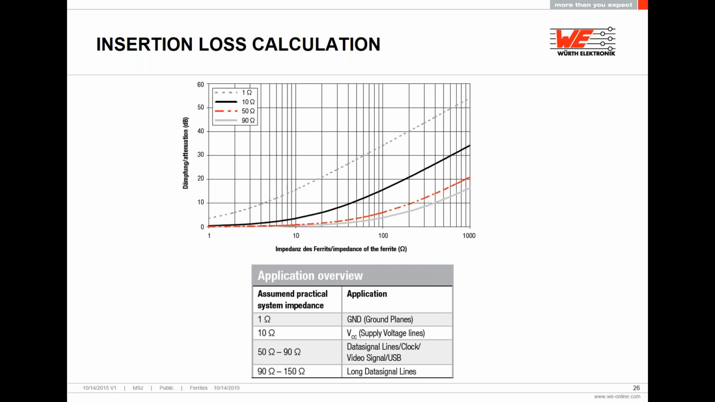If you have the time and are up to the mathematical challenge, feel free to use the previous equations, or you can use this nomogram you see here. As you can see from the legend below, the typical applications are listed. So we have ground planes, supply voltage lines, data signal lines, clock, video, USB, and also long data signal cables. The assumed practical system impedance of these applications is shown to the left.